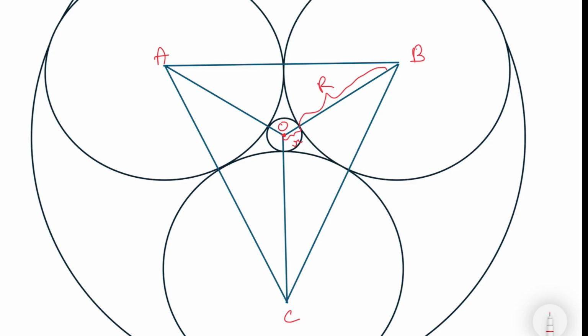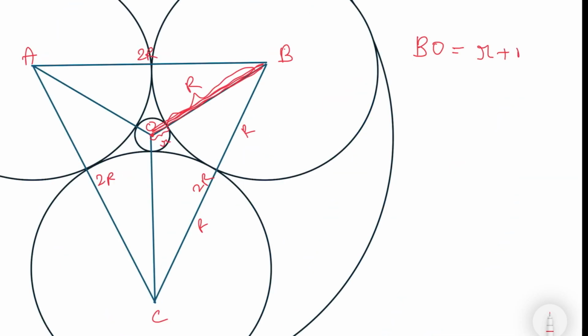So now, you will observe that the sides of the triangle ABC are R plus R, that is 2R units, 2R units, and 2R units, isn't it? Now, if we observe carefully, BO, the value will be small r plus capital R, and this BO is also the circumradius of the triangle, an equilateral triangle in this case.